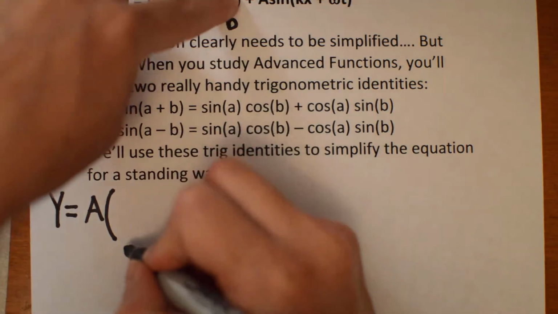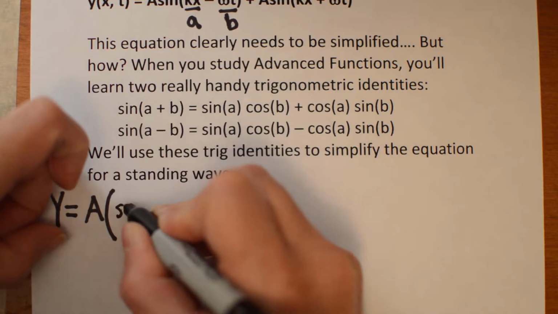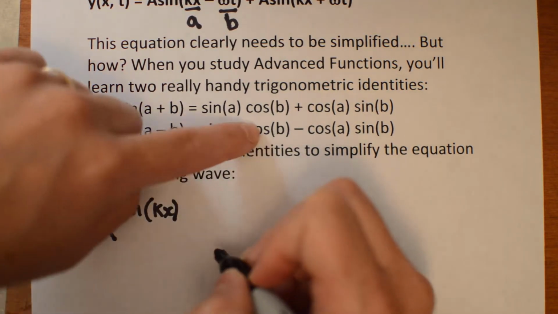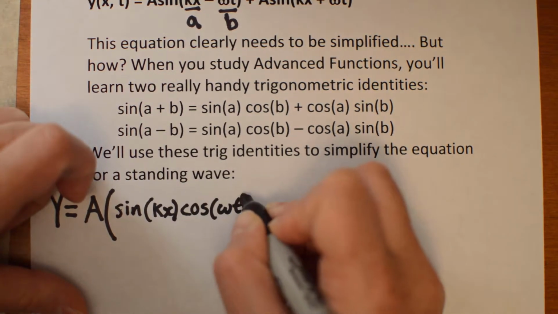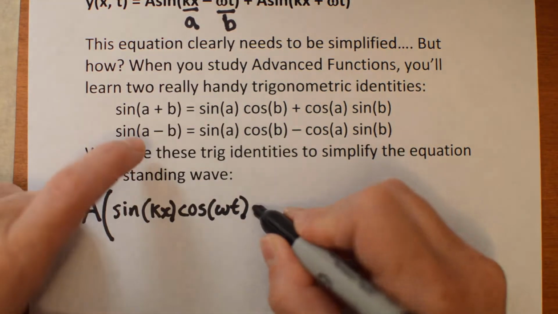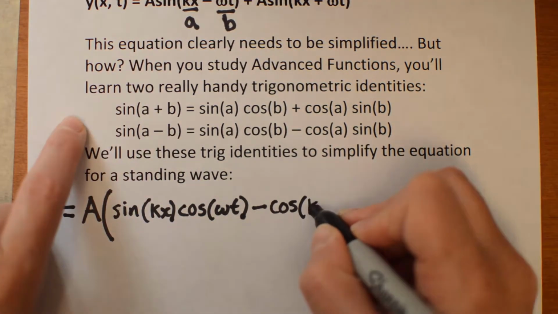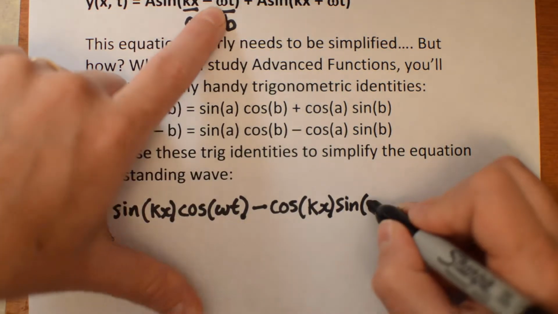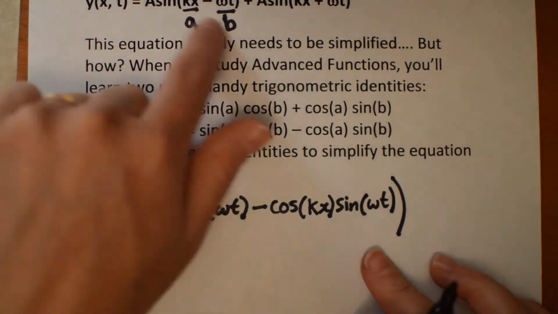So sine of kx minus omega t becomes sine of the A, which is kx, times cos of the B, which is the omega t, minus cos of the A, that's the kx, times sine of the B, that's the omega t. And that is just the first part.